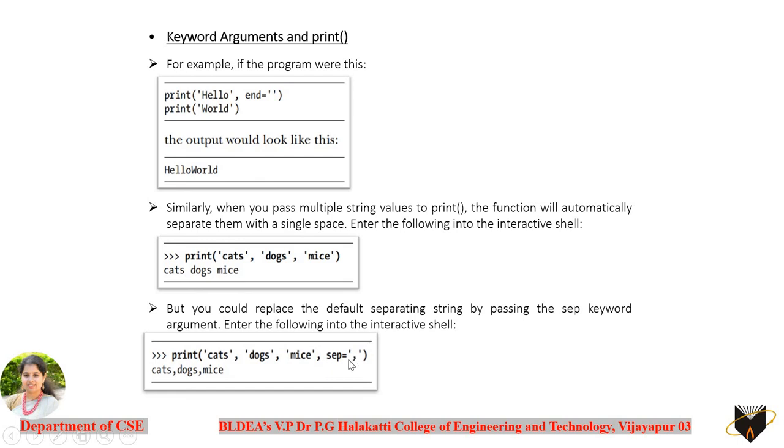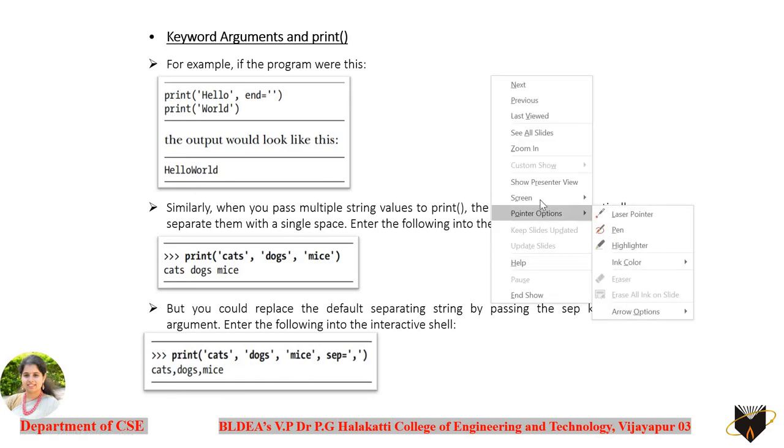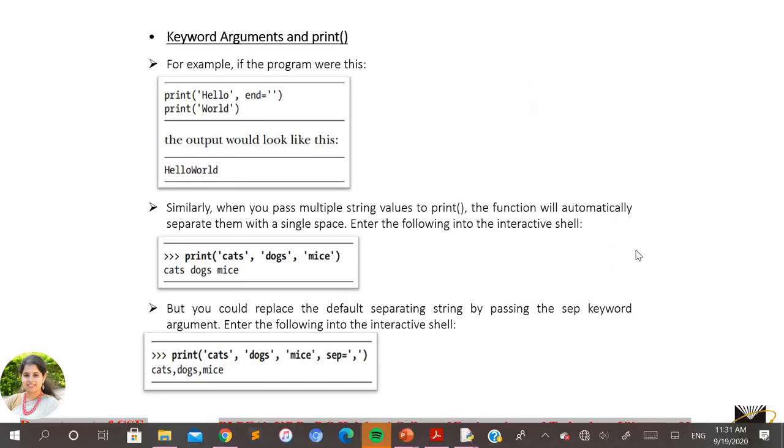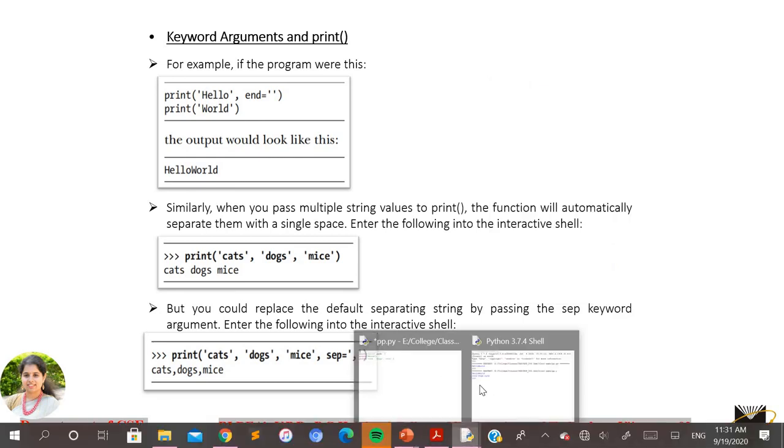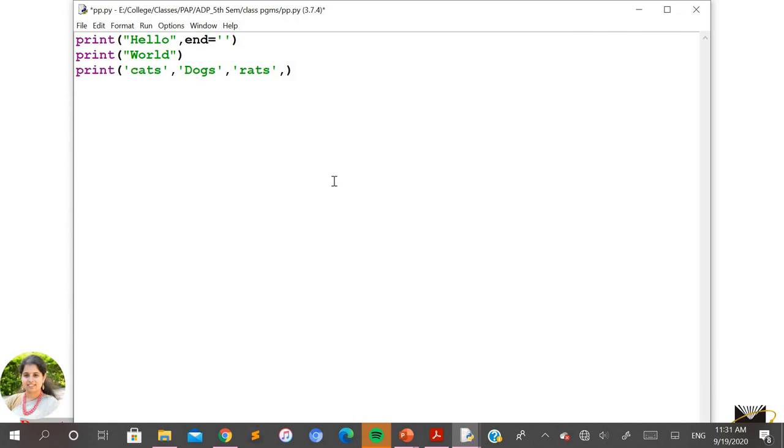So these are the delimiters. Whatever value you give to the separator argument is the delimiter that is going to be put between the strings being displayed in the print statement. So let me show this in the program itself. I'll take sep equal to, and the value I just want to take is a comma over here.